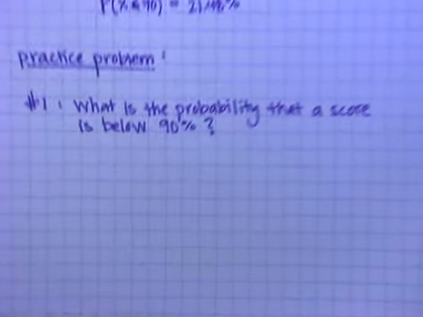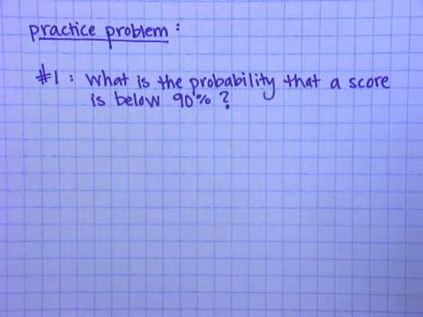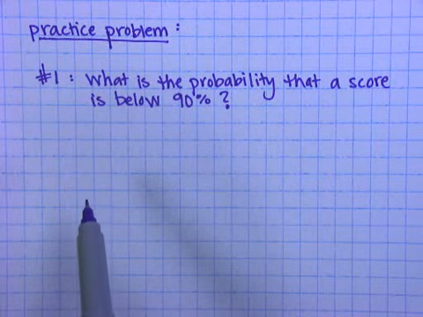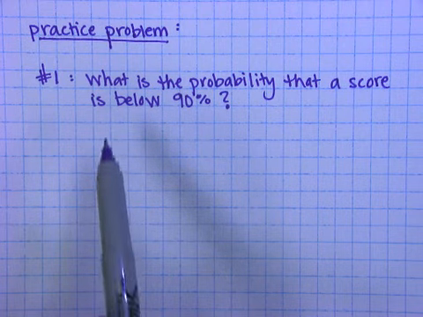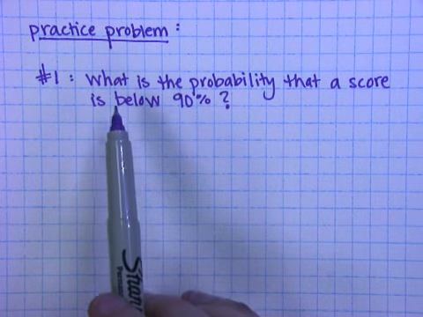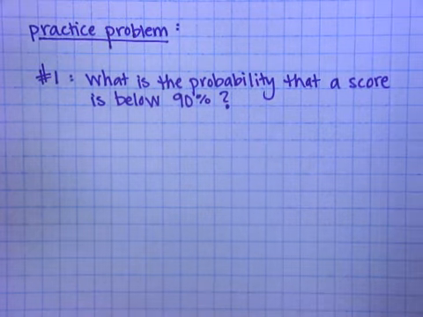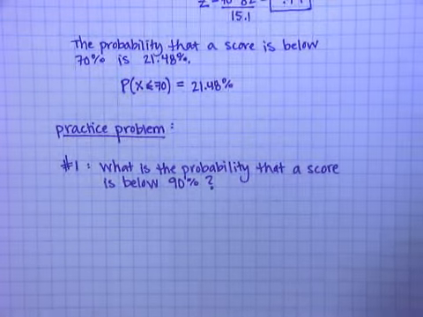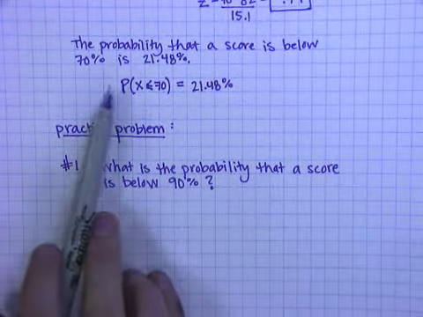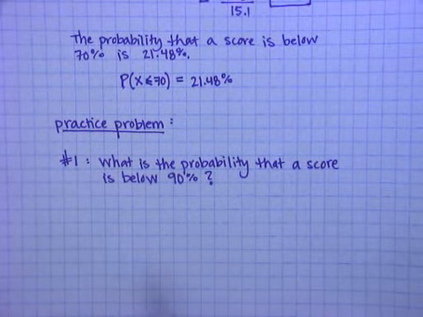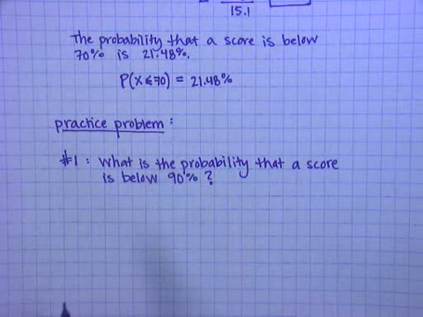Now, I want you guys to practice a problem on your own. So for this practice problem, you're using the same mean and standard deviation that we used above. You're using the 82% for your mean and the 15.1 for your standard deviation. And I want you guys to find the probability that a score is below 90%. And I either want you to write out your final answer as a sentence or to write it out symbolically. Either way, I'm going to check off this practice problem tomorrow, so make sure that you do this in addition to writing down the notes.